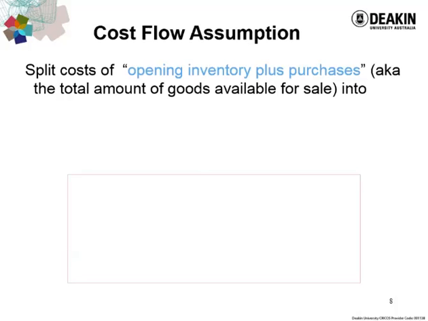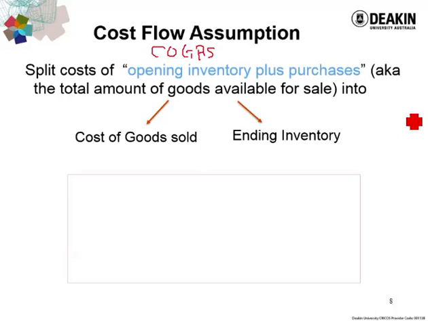Last week, we mentioned a term, cost of goods available for sale. And how do we calculate cost of goods available for sale? So cost of goods available for sale, COGAS, equals opening inventory plus purchases. And what cost flow assumptions would do is to split COGAS into cost of goods sold and closing inventory. So using this formula, COGAS basically equals cost of goods sold plus closing inventory.